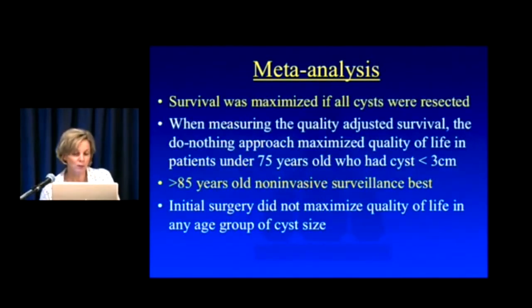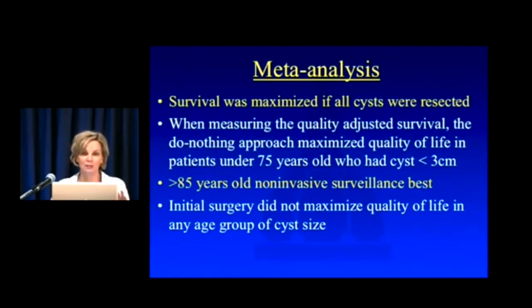Well, the survival was maximized if all the cysts were resected, regardless of size. So if you're simply looking at years of survival, then it makes sense to be more aggressive. But if you look at quality-of-life adjusted survival, which is probably the most important to everybody, the do-nothing approach, I mean, don't even follow them, just ignore them, had the best quality of life in patients under 75 who had a cyst less than 3 centimeters.